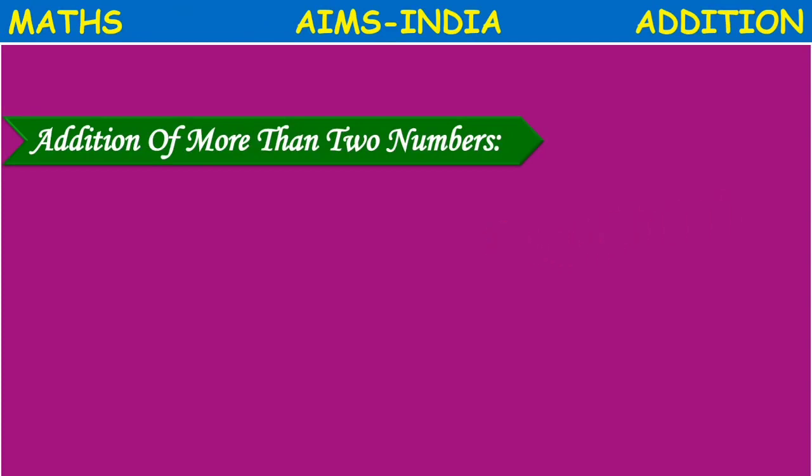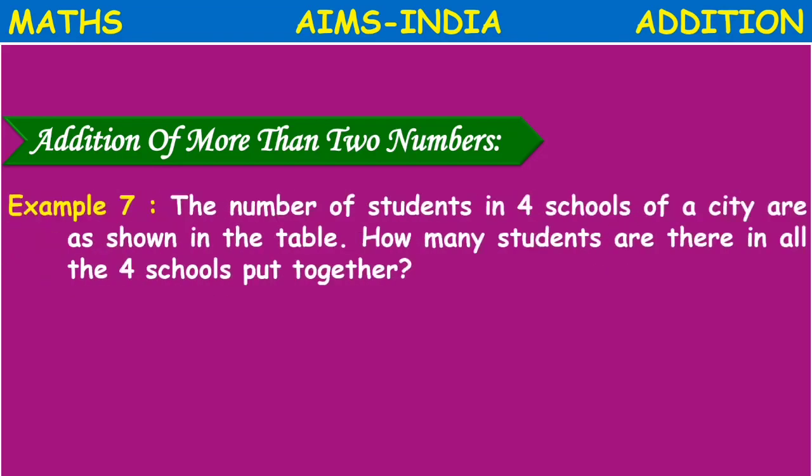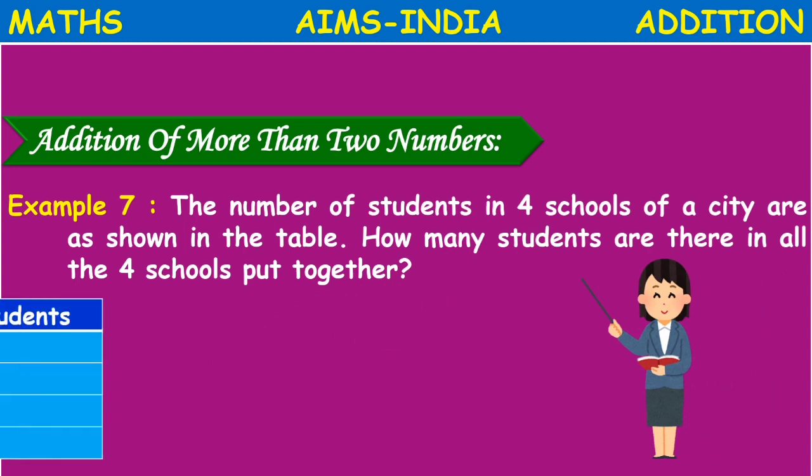Addition of more than two numbers. What did we learn till now, students? We learnt about adding two 3-digit numbers and two 4-digit numbers. Now we learn about addition of more than two numbers. Example: the number of students in 4 schools of a city are as shown in the table. How many students are there in all the 4 schools put together?